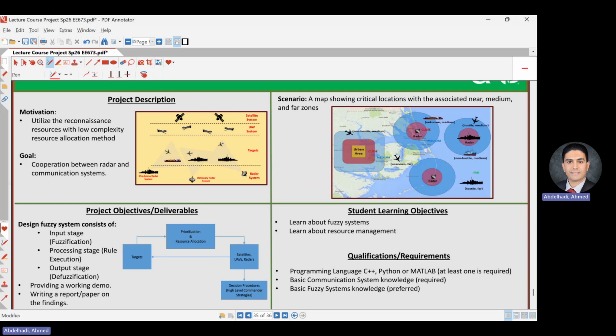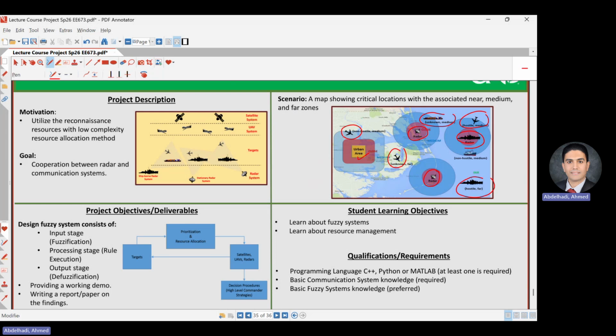So let's say we look at that map that we have. The map consists of these areas. There is an urban area. Then there are some flying objects. These are all things that you can see on the map. You know there is a radar here. This is your radar. You know you have a ship with a radar here. You have a radar here, and you have all these flying objects and moving objects.